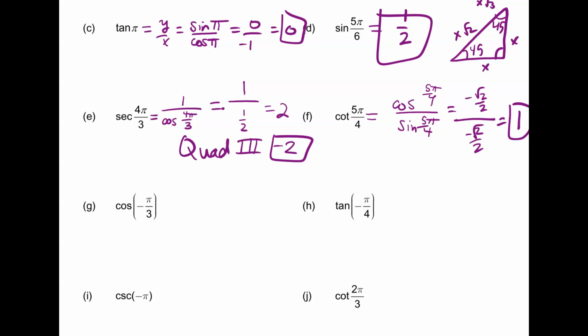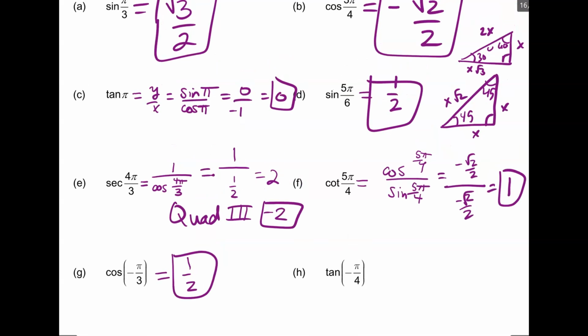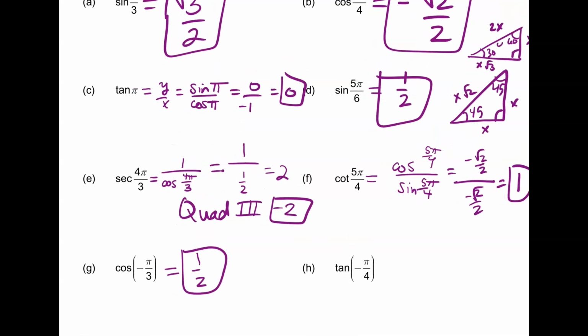Okay. Cosine negative pi over 3, negative pi over 3. That's 60 degrees. Root 3 over 2. If you don't remember, I have 2 triangles drawn, so I can just do it quickly. Cosine of negative pi over 3. This is 60 degrees. Cosine 60 is adjacent over hypotenuse, x over 2x. So that's 1/2.